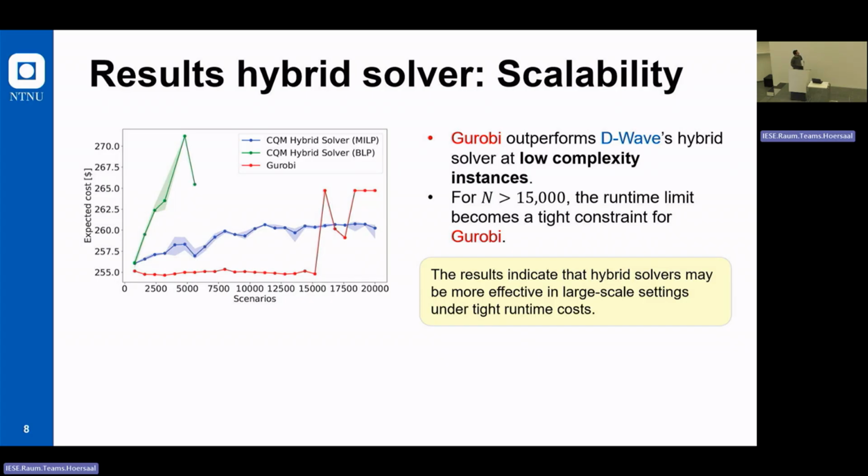We also have to keep in mind that we don't take into account here the embedding time, which probably, if we check on the clock time, would not look like this. So it's good if you have a single embedding for many problems and you can reuse it, then this is an actual outperformance of D-Wave. Yeah, so what we can grasp from this part of the plot is that the hybrid solvers may be a bit more effective in large-scale settings and they run under tight runtime costs.